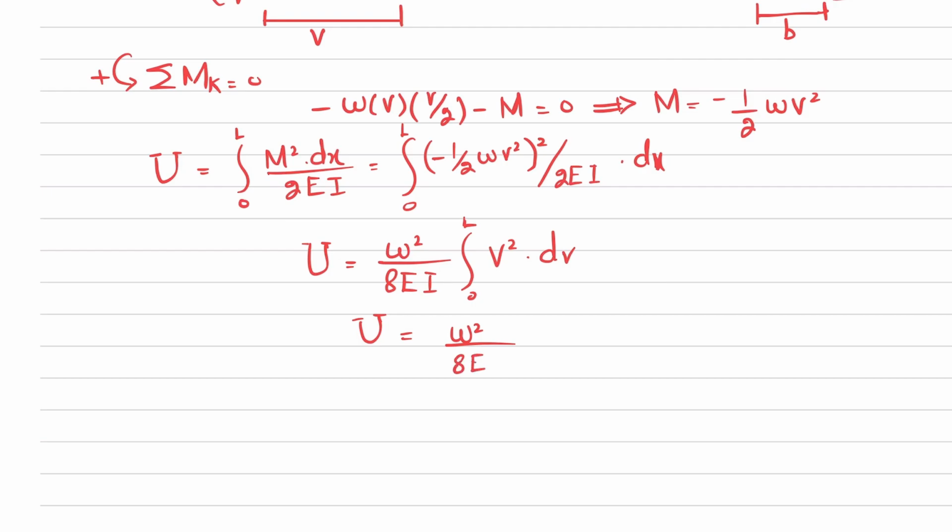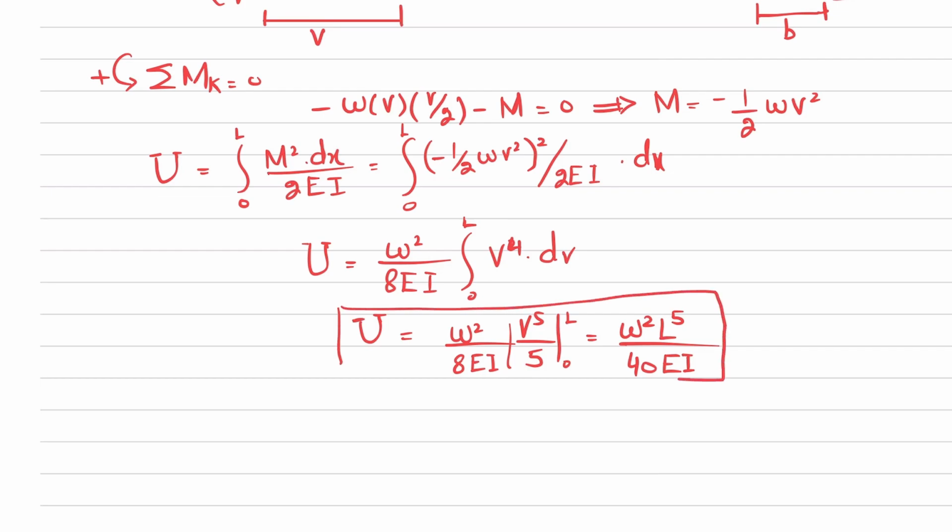This is V4 because this is V square, this is V4. So make a correction, this is V4. W square over 8EI, and if you integrate it will be V5 over 5, and the limit will be 0 to L. And if you further simplify it, it will be equal to W square L5 after putting the limit over 40EI. Now this is the total strain energy of the beam for the given loading.